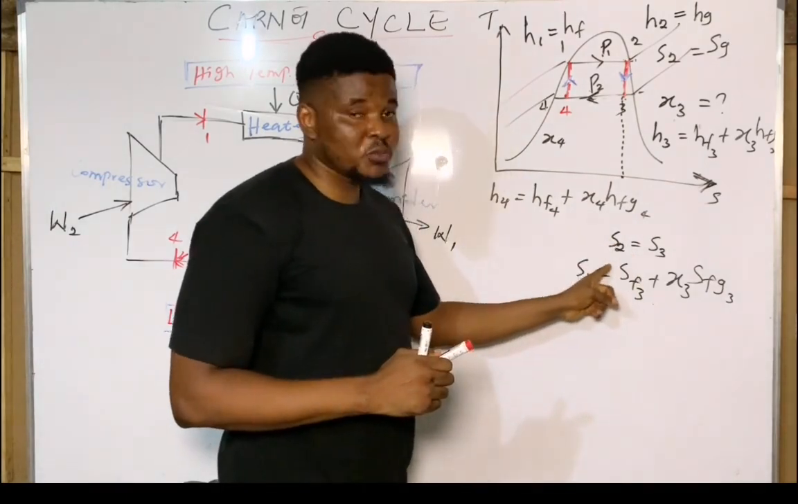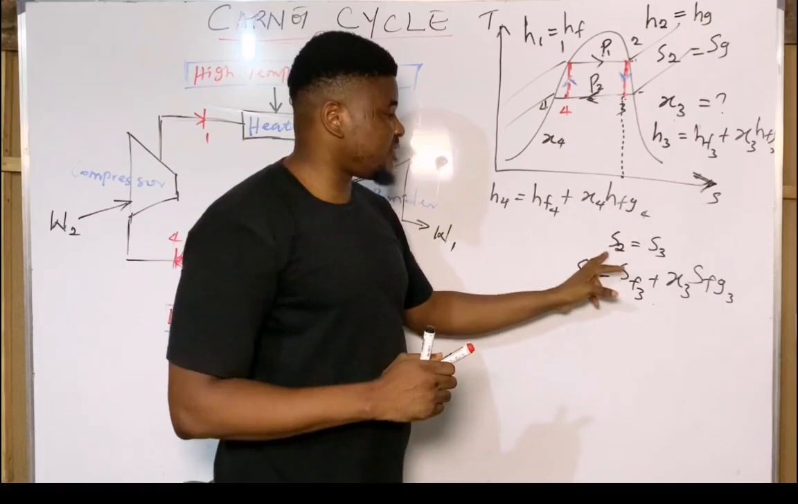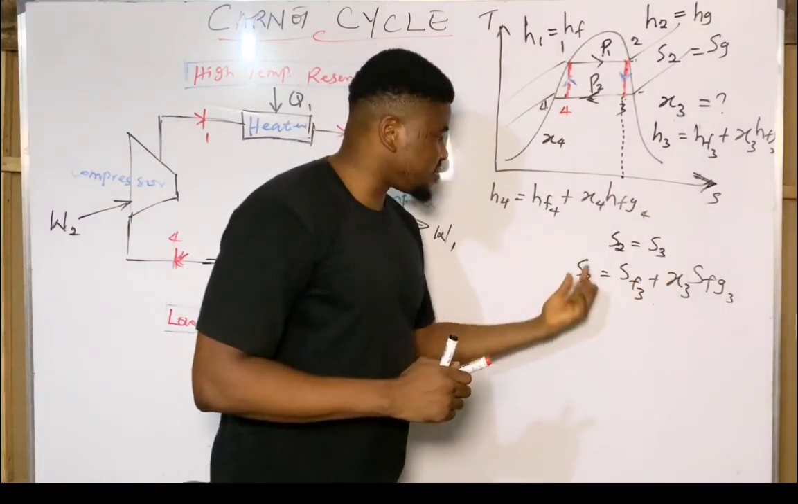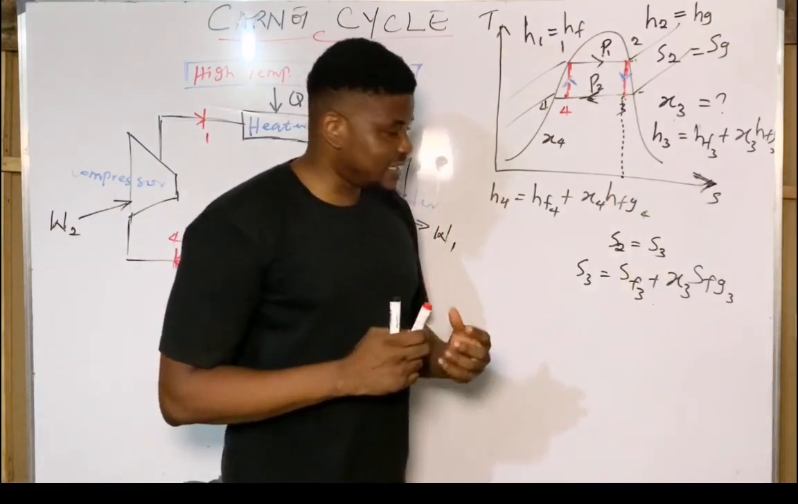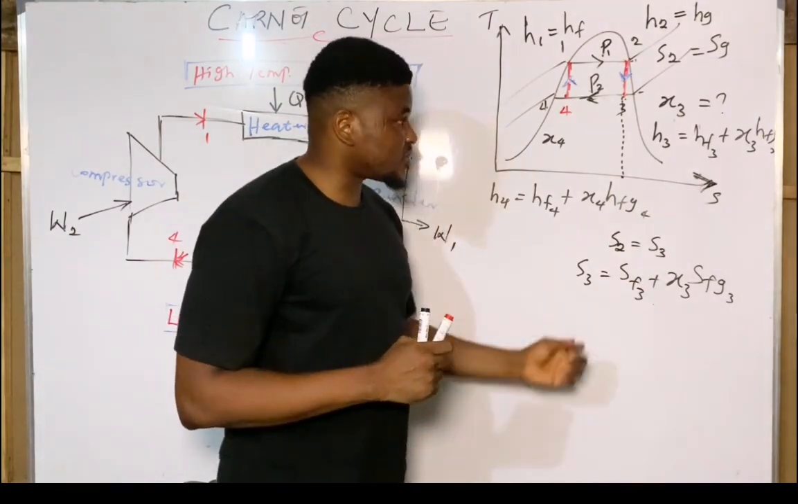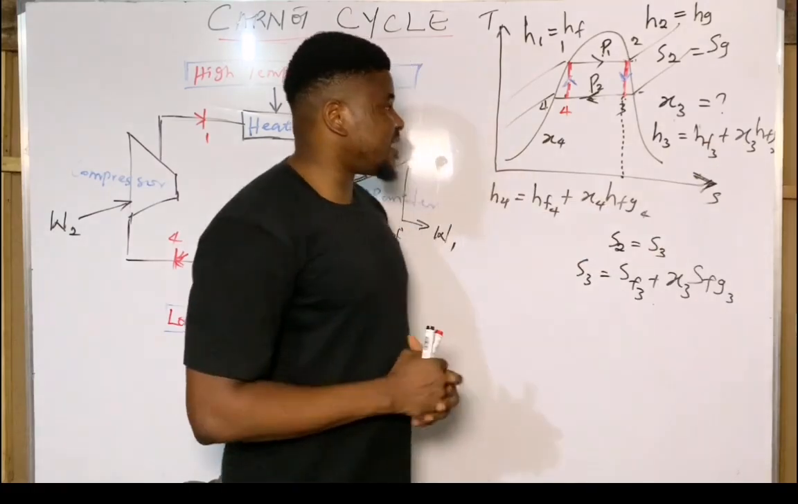Now state 2 is going to be easy. If you know this pressure, you can simply find S2. Then for S3, simply equate the two of them together. This can help you to find your dryness fraction, plug into this equation and find your enthalpy.